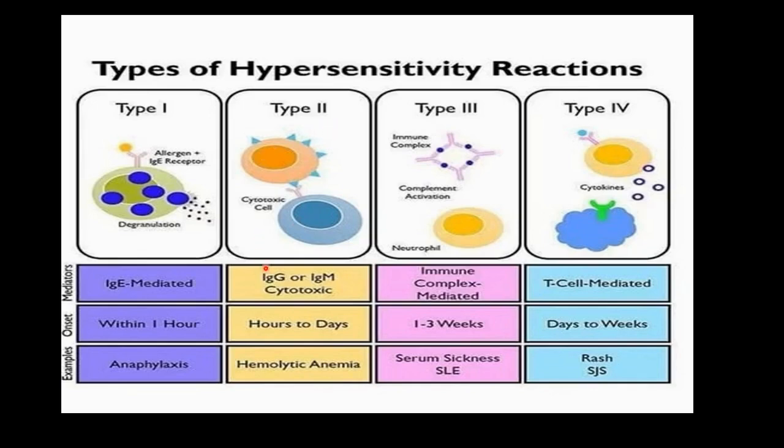Type 2, antigen antibody, cytotoxic type of reaction this is. So this is an antigen and antibody reaction on the cell surface. In hours to days it can occur, and all the hemolytic anemias are the example. Type 3, the antigen antibody complex is here, so this one is circulating in the blood, and it goes and gets deposited in different tissues, and there is activation of the complement leading to damage to the cells. So the duration is 1 to 3 weeks.